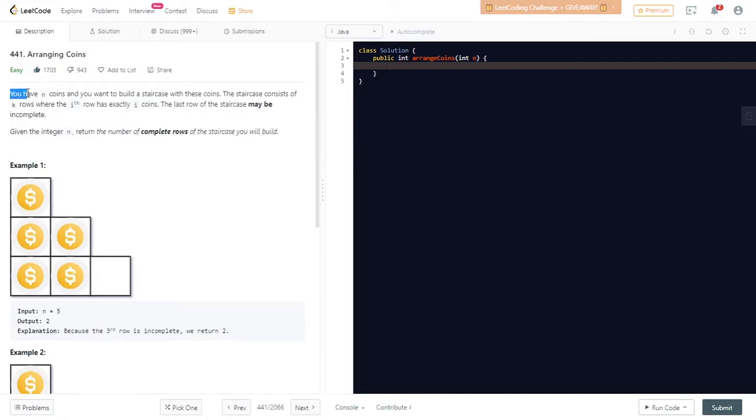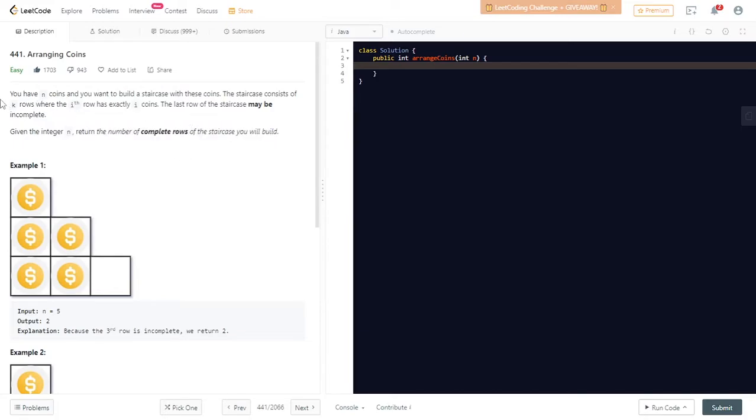It says you have n coins and you want to build a staircase with these coins. The staircase consists of k rows where the ith row has exactly i coins. The last row of the staircase may be incomplete. Given the integer n, return the number of complete rows of the staircase you will build.